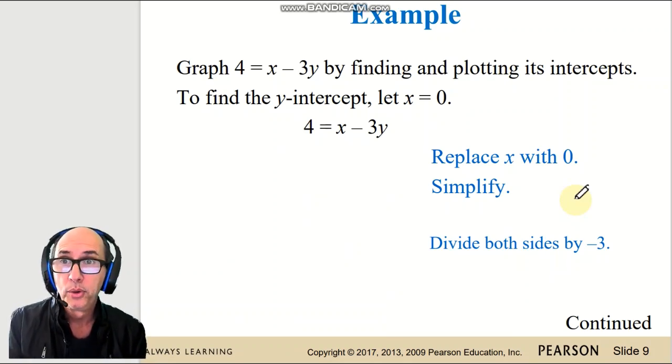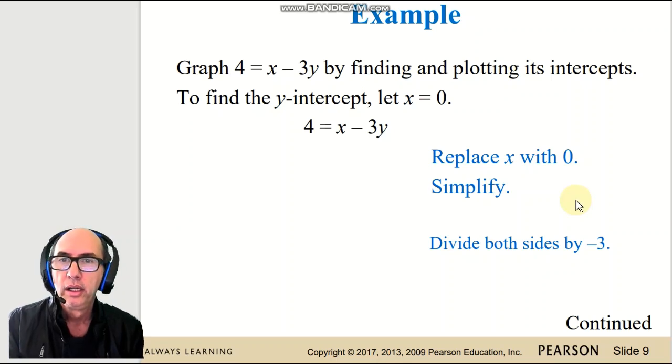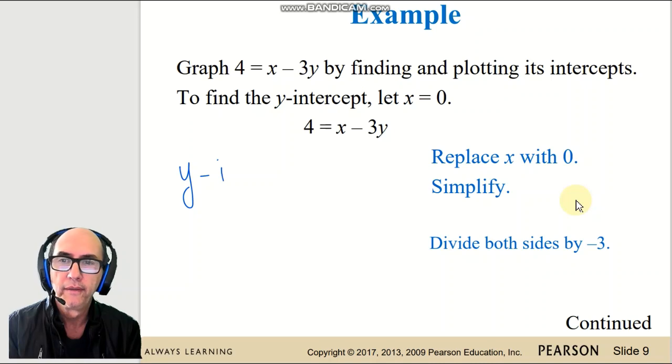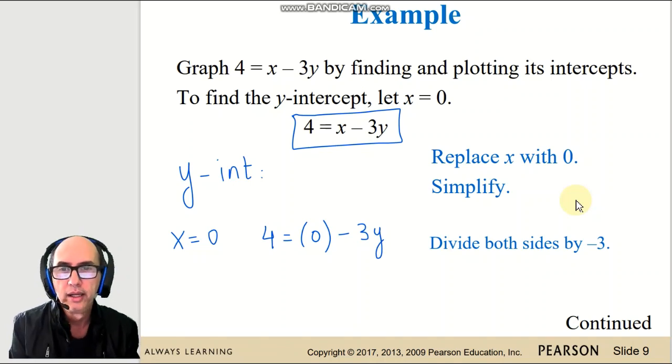Okay, example: 4 equals x minus 3y. Graph by plotting its intercepts. First, to find the y-intercept, we will make x equals 0 and plug it into the equation. Okay, 4 equals 0 minus 3y. Can you find y?